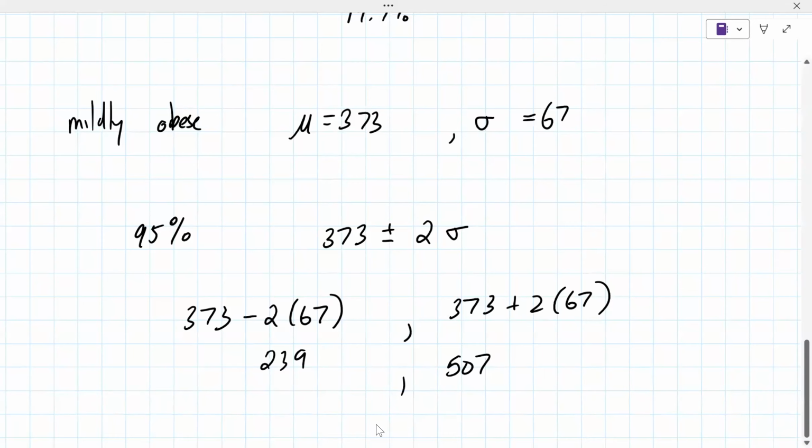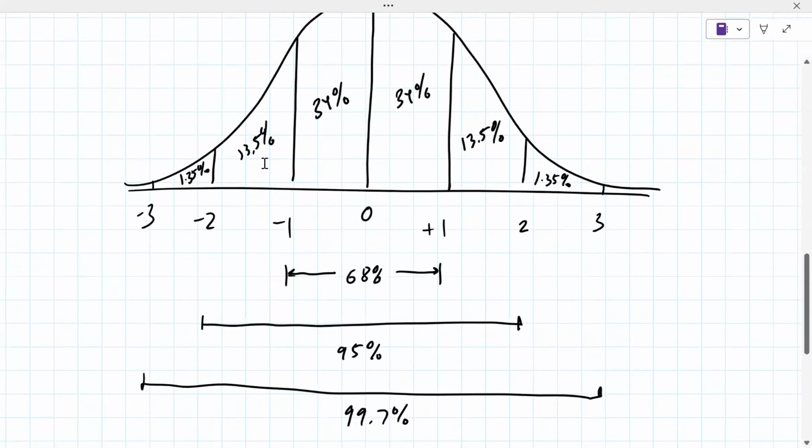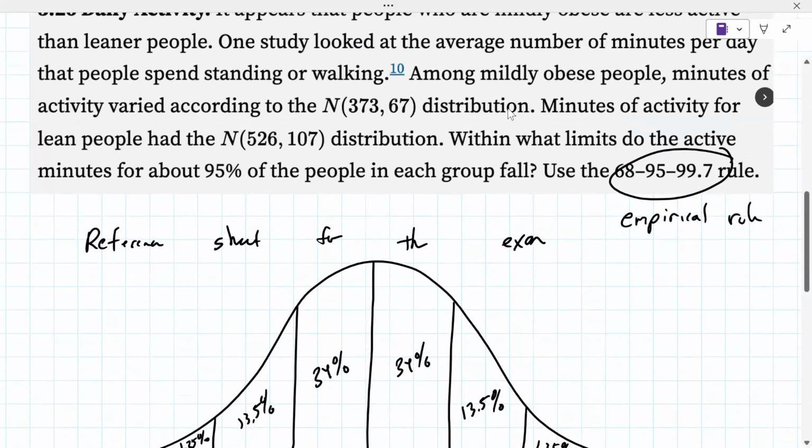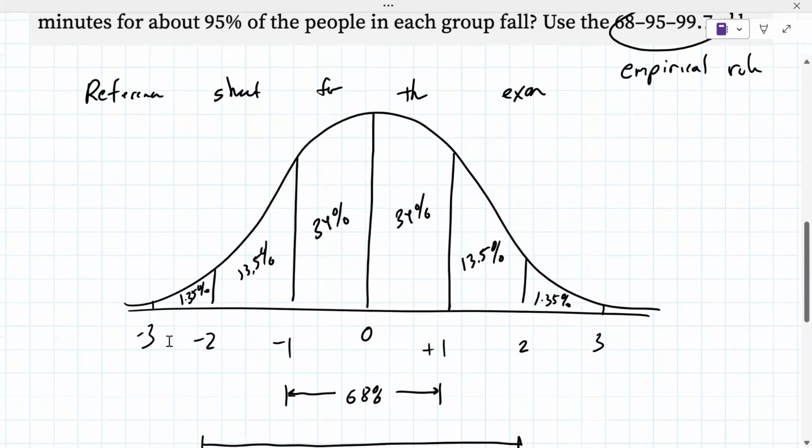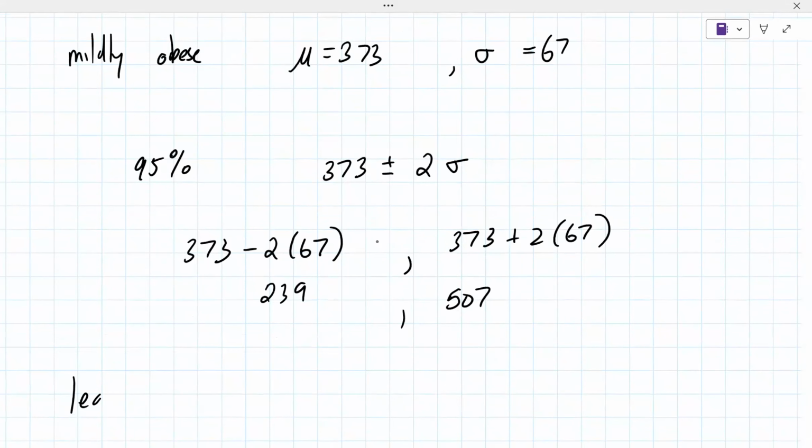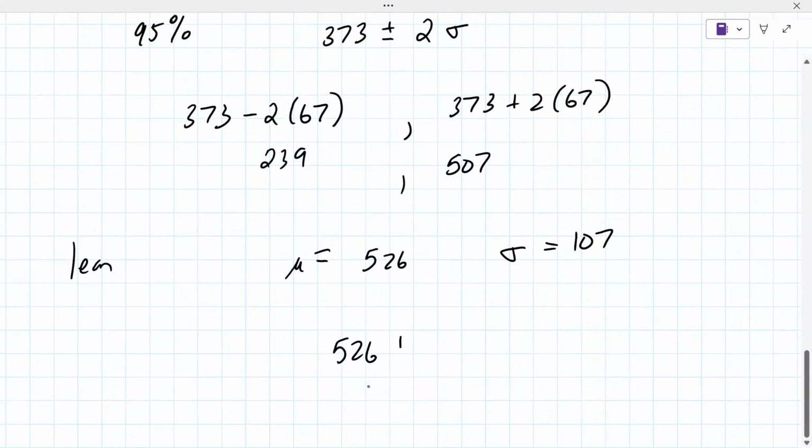Now, what sometimes they ask you to do on a test, or on a multiple choice, is say mildly obese people, the 95% fall within these two numbers. And they'll have units, but it'll be a full sentence, minutes in this case. And then lean people. So lean has a mean of 526 minutes and standard deviation of 107. So it's the same thing. You take the 526 plus or minus 2 times 107.